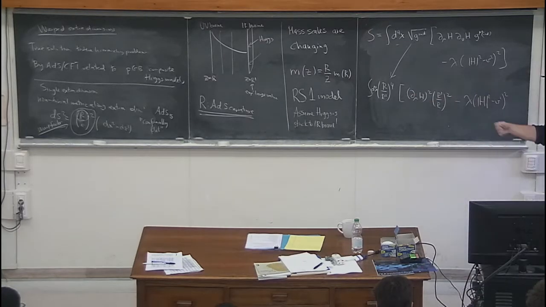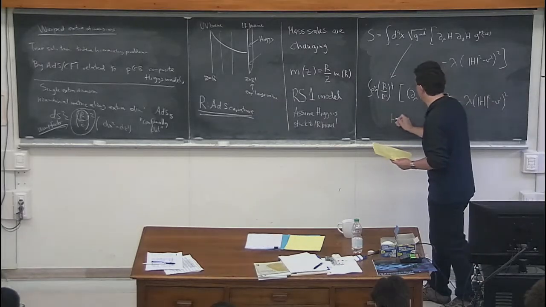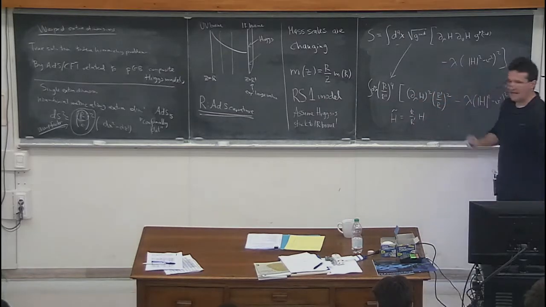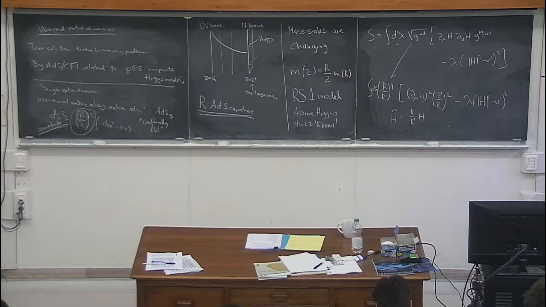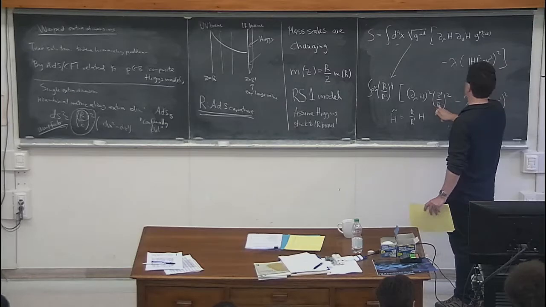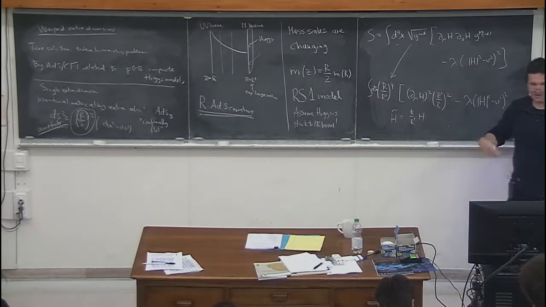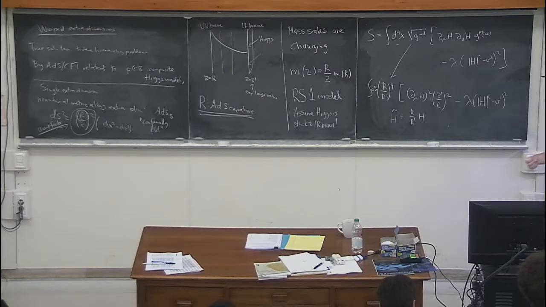So you will have to rescale the Higgs field, h tilde equals r over r prime times h, in order to get back the proper normalization for the kinetic term. And once you do that, what will be the effect? Well, I get rid of these r over r prime factors, because that's how I have rescaled my field, by definition.